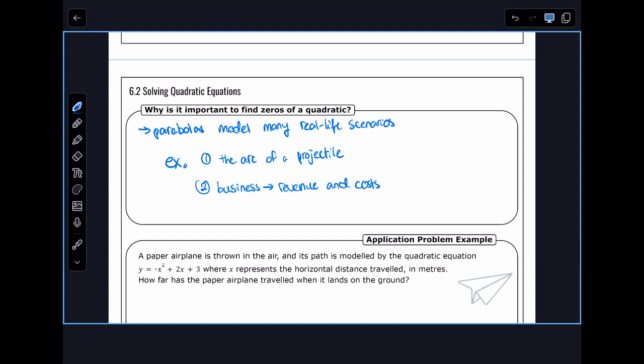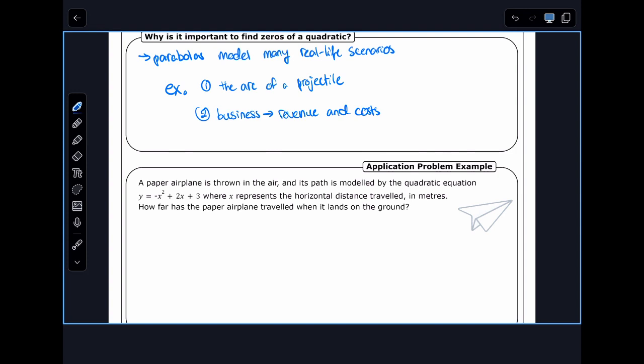So, an example application problem here. We have a paper airplane and we throw it in the air. We model its path with the equation y is equal to minus x squared plus 2x plus 3. So right off the bat, what is this arc going to look like? What is this parabola going to look like? Is it going to open up or down? Down? Down, exactly. And how do we know that? The A value is negative, exactly.